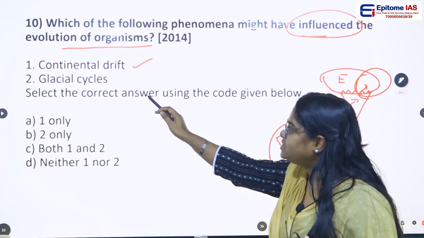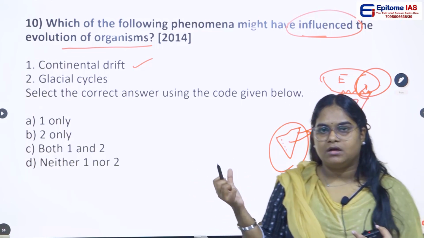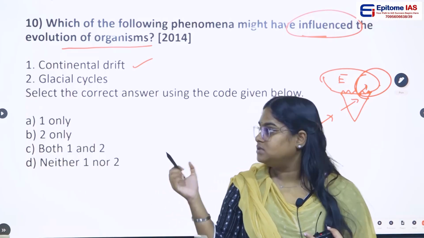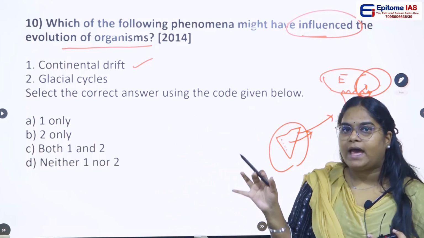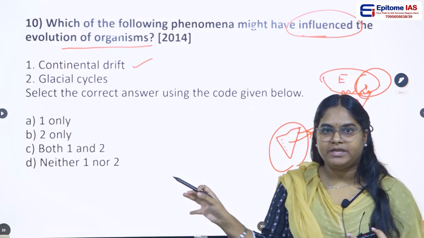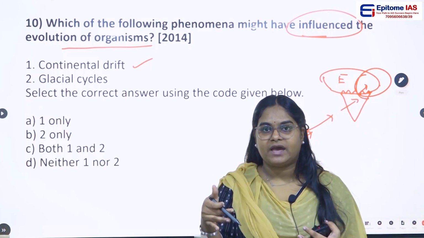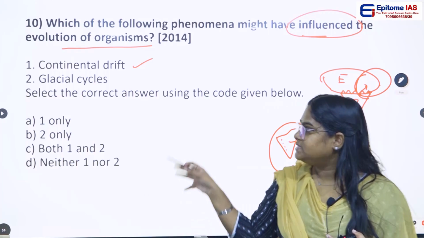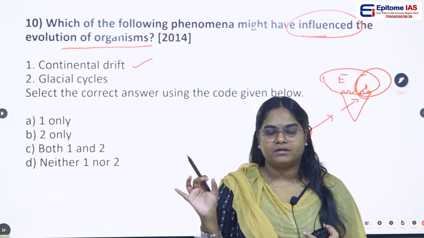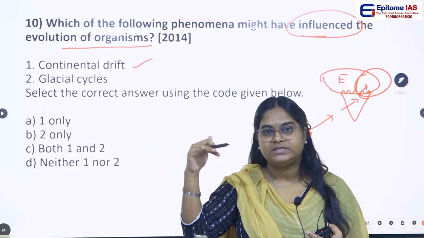Then second is glacial cycles. What happens in glacial cycles? There are times when it is extremely cold, during the ice age, and some of the species became extinct during those periods. And let's say sometimes, during global warming, these glacial ices melt and mix with the sea water, and it will also lead to an increase in the level of the sea.